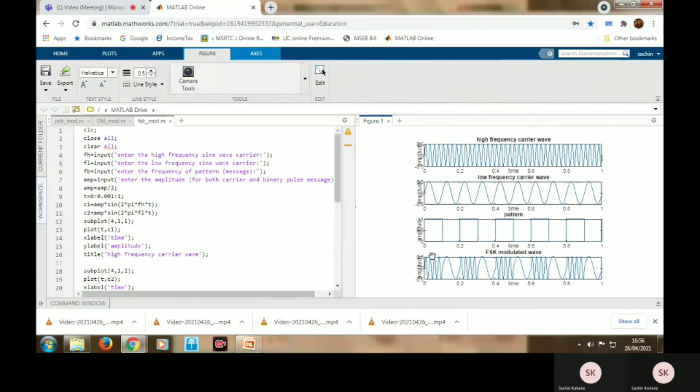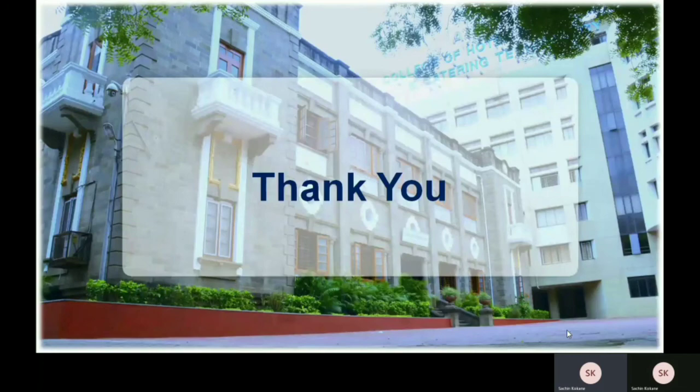And the last signal is the FSK signal. If we see here, for bit 1 we received the high frequency carrier, and for bit 0 we received the low frequency carrier. Again for bit 1 the high frequency carrier, and for bit 0 the low frequency carrier. Since the frequency of the carrier is changing at the output depending upon bit 1 or 0, the signal is called binary frequency shift keying. Since we are using only 2 frequencies, that's why binary frequency shift keying. Thank you.